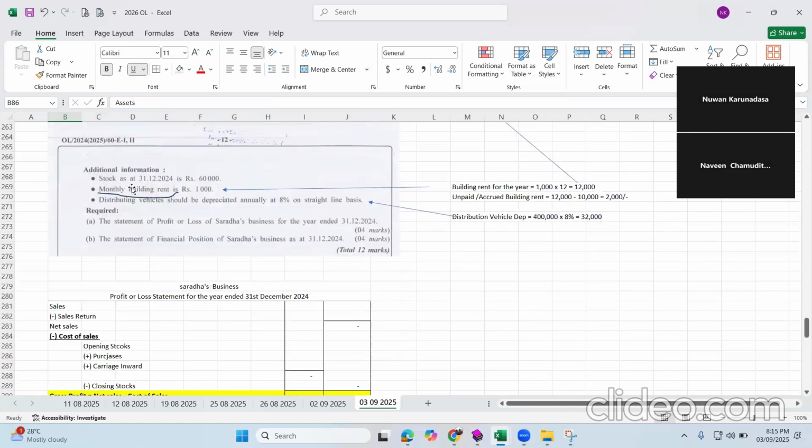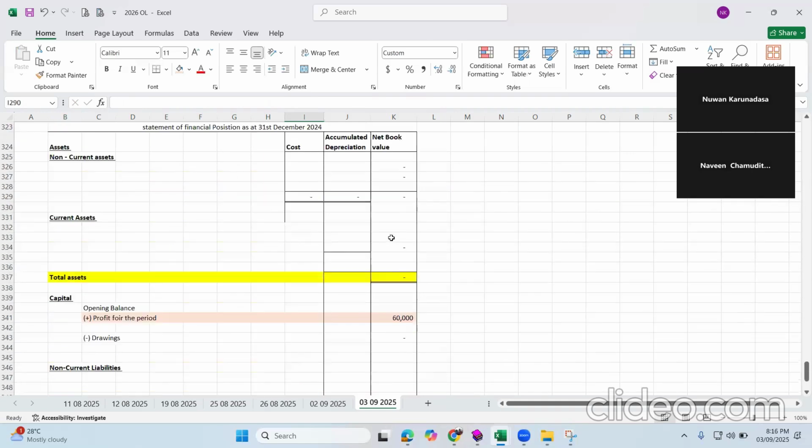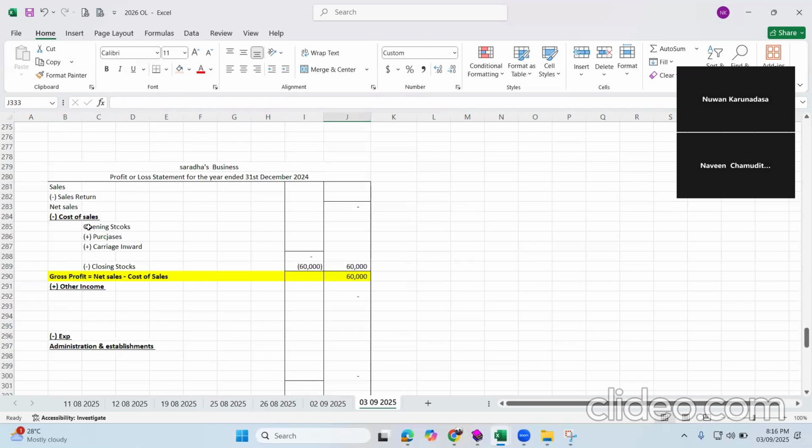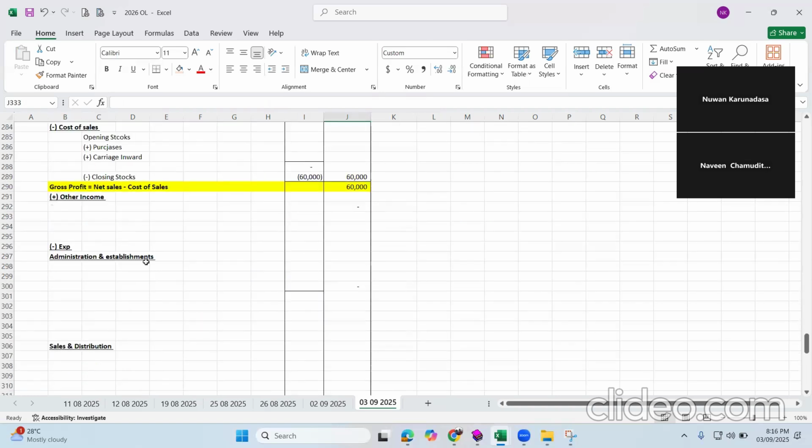Right. Easy adjustment. Stock 31st December 2024, 60,000. We'll record here for cost of sale calculation. It's minus 60,000 and current assets, stock 60,000. Done. Second one. Monthly building rent is 1,000. If the monthly building rent is 1,000, rent for the year should be 1,000 into 12 under the administration building rent, 12,000.